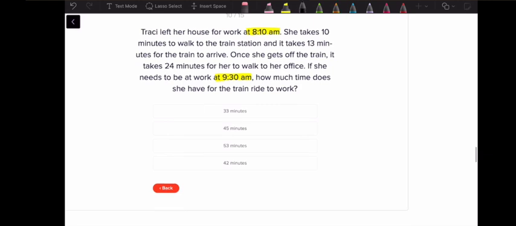So in our timeline, we start at 8, 8:30. Actually, let me space this out even more.